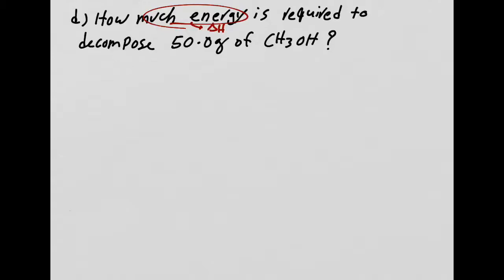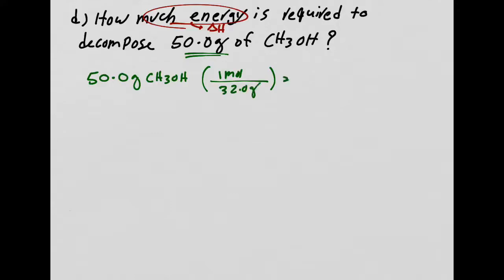First of all, grams will get you nothing. The first thing you should do is convert grams to moles. That should always be the case for any chemistry exam you take. If you don't know what to do and you see grams, convert it to moles, and then let's see if we can get somewhere. I get 1.56 moles of methanol. Okay?